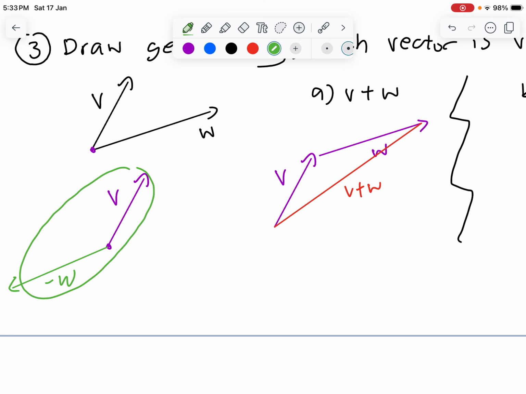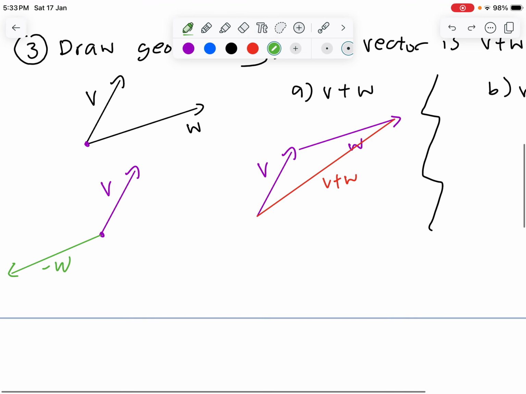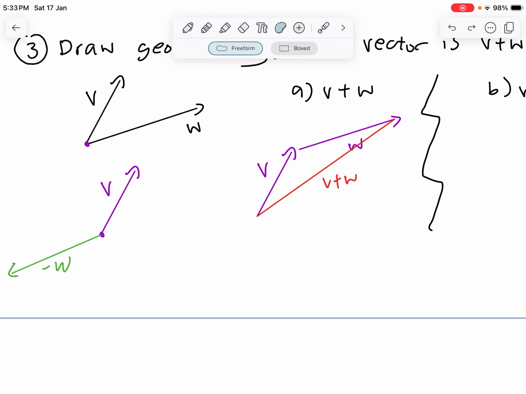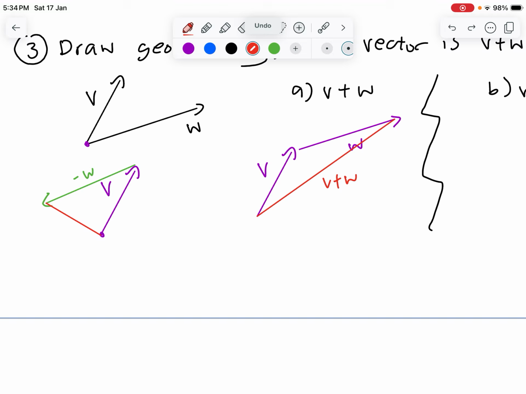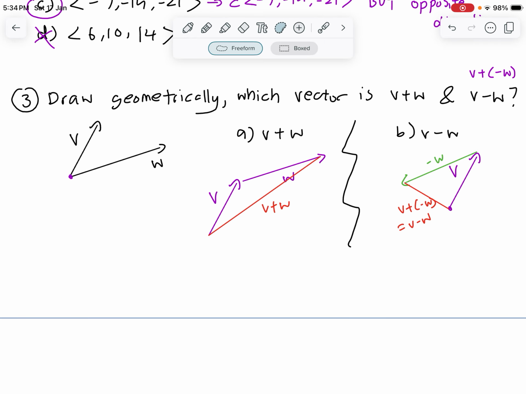And now we want to add these two together. So to do that, remember, I have to connect this to the tip of v. So let me just write this so that it's more clear. So basically I just shifted it so that it starts at the tip of v, and then to add them, I just basically connect them. So that's v plus negative w, which is also the same as v minus w. And so there you have it. That is how you do it geometrically.